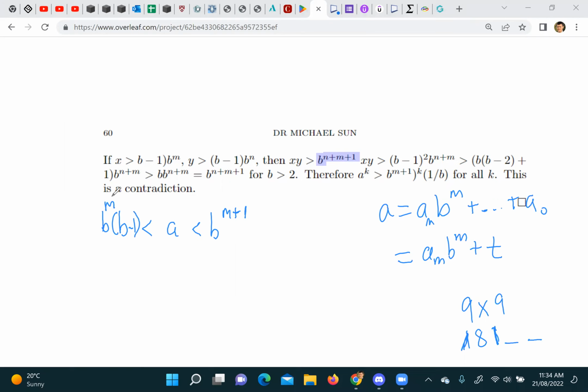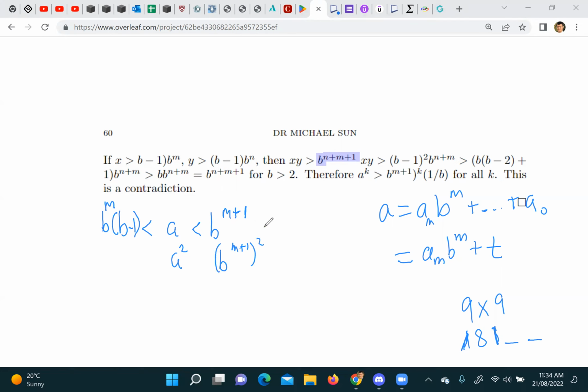And instead of powering it up, you square it. So instead of just powering it with any k, you make it powers of 2. So for example, you have a squared, you have b to the m plus 1 squared.